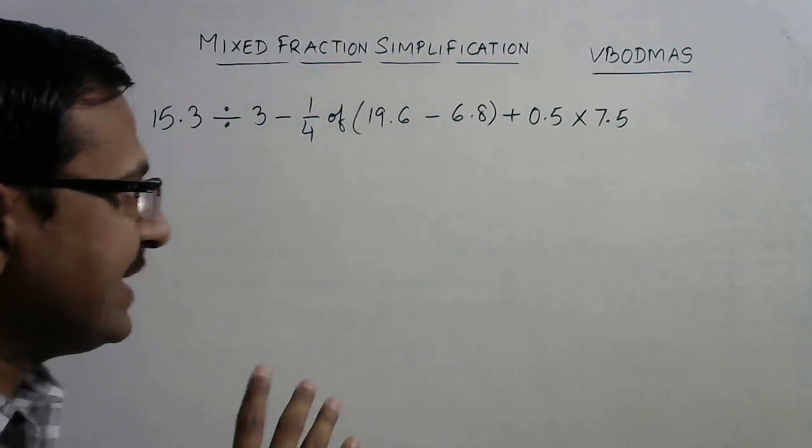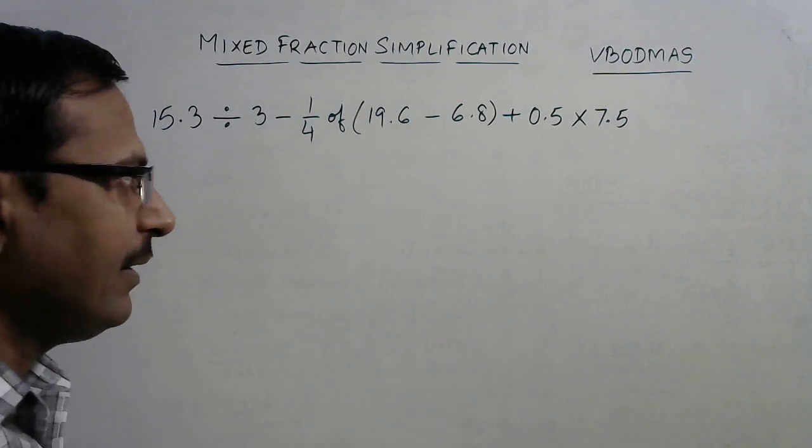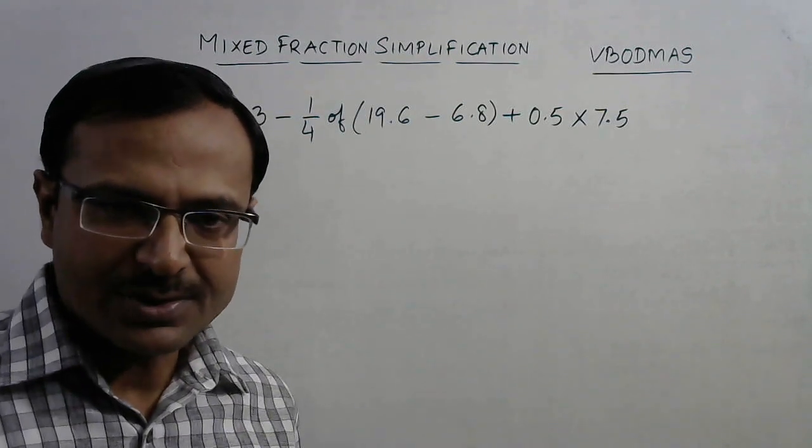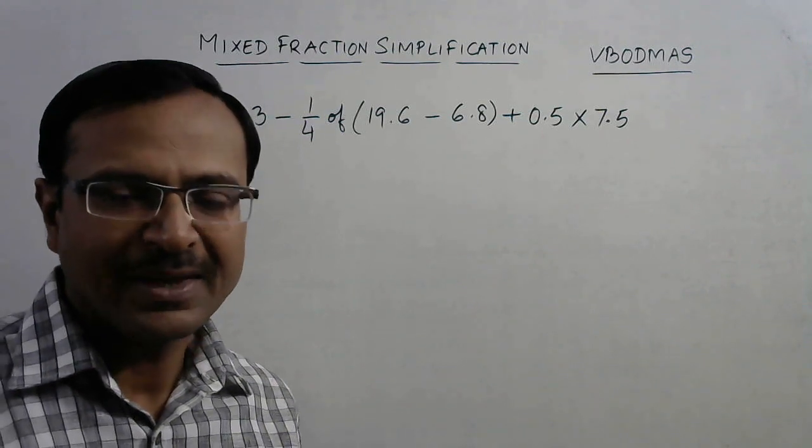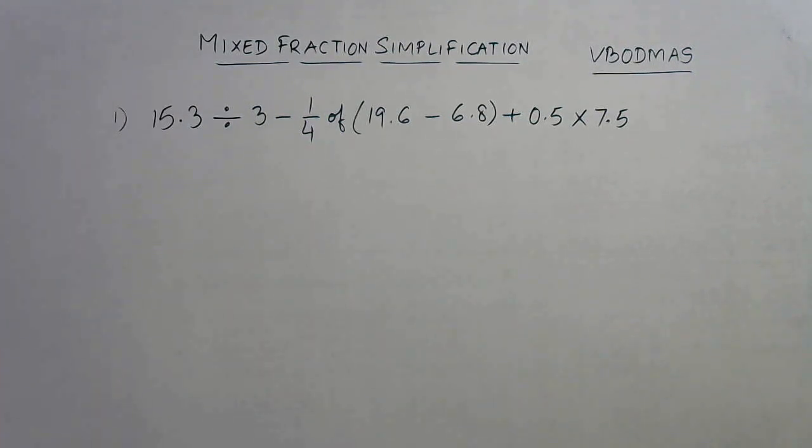So I have taken a question of decimals in which I will apply this rule, and then I will get on with one or two questions of VBODMAS for better understanding. Let's see the question here. It is 15.3 divided by 3 minus 1/4 of, there is a term in the bracket, 19.6 minus 6.8 plus 0.5 into 7.5. Now students who are preparing for competitions tend to commit a lot of mistakes in this, because even a silly mistake will result in a wrong answer. And in MCQs, answer matters a lot, because that's what you want to achieve in minimum amount of time. So let's see how we can solve this one easily.